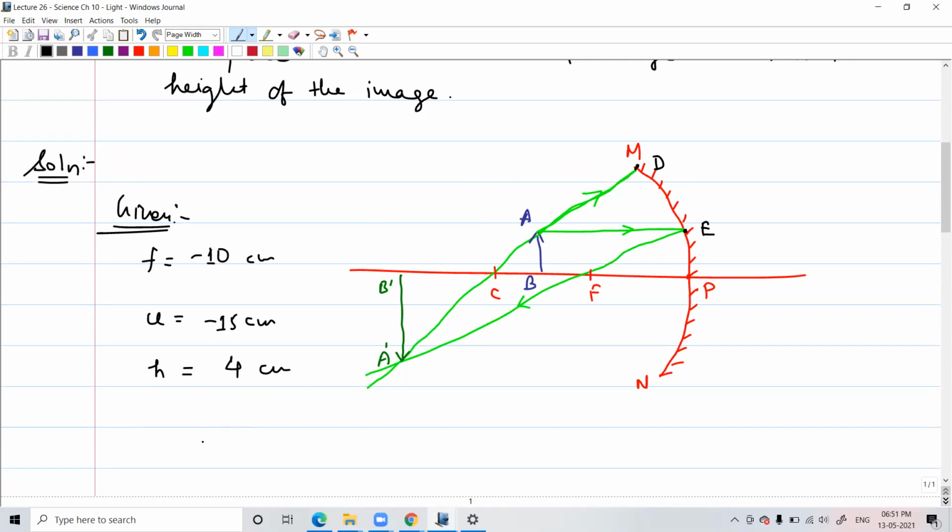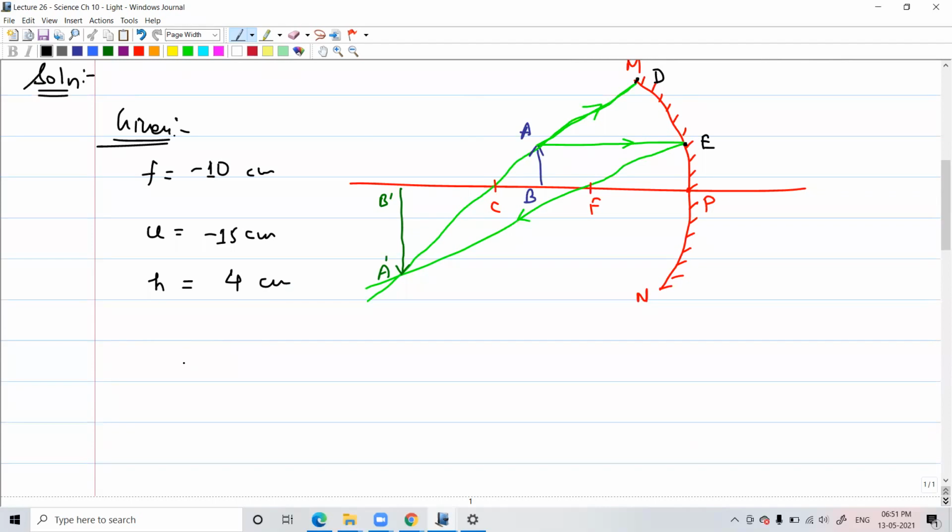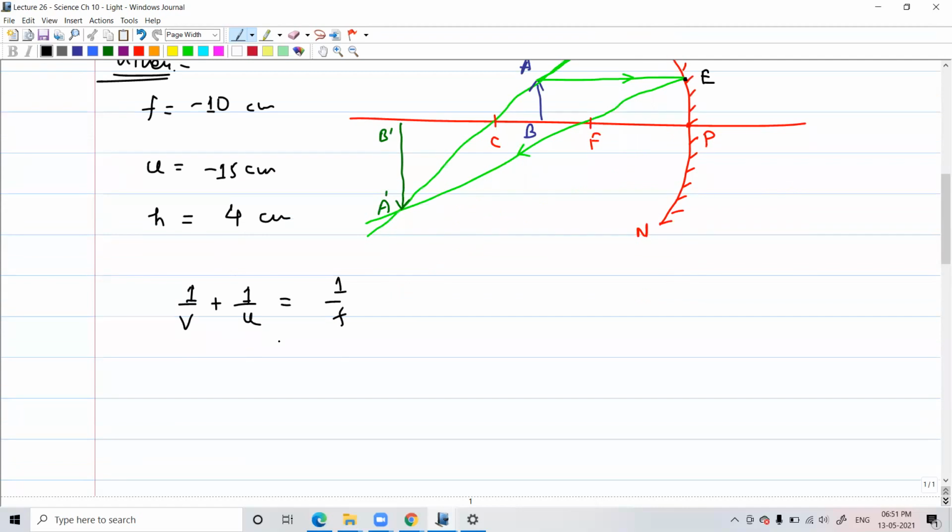So this is what is given. Very quickly use the mirror formula. What is the mirror formula? Yes, everyone should remember this formula. There should be no exception. Make sure everyone remembers, okay? 1 by V plus 1 by U is equal to 1 by F.